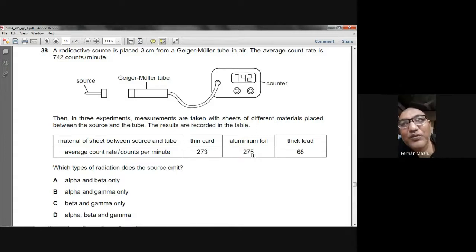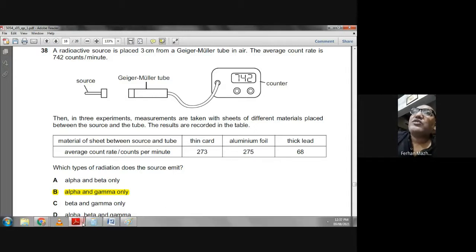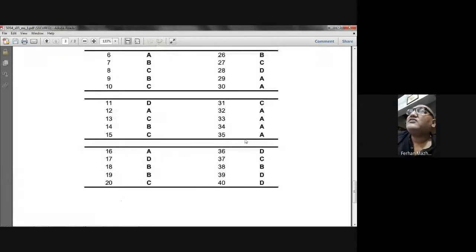Then he put a thick lead sheet, and the reading changed from 275 to 68. It means it has gamma rays because they are stopped by the lead. So this radiation has alpha particles and gamma only. It does not have beta particles. A little tricky question, question number 38. We think B is the choice. B is the right choice, sir.